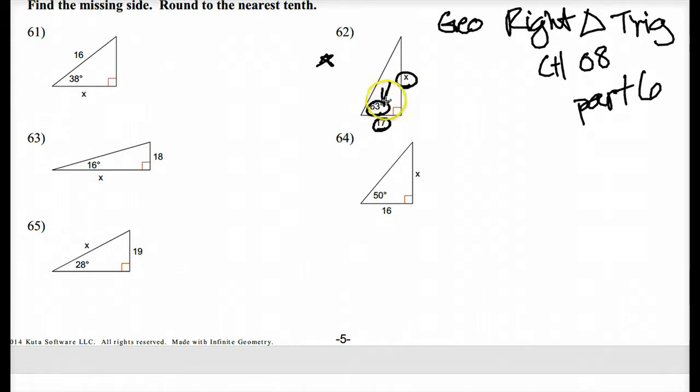So the angle's over here. That means that you would call this side the opposite because it's across from that angle. You would call this side the adjacent. So you've got an adjacent side and an opposite side and an angle.